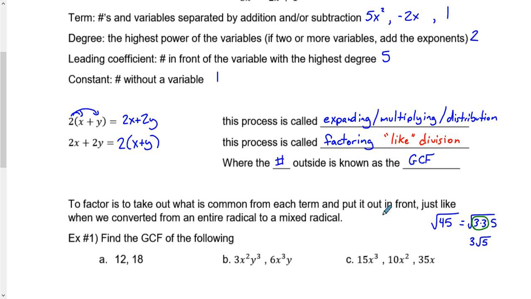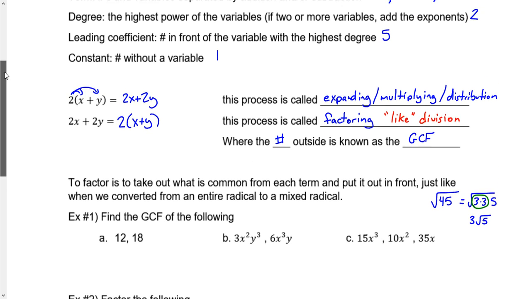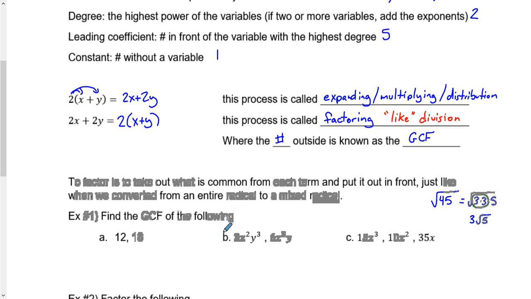Now we're going to do the exact same type of thing. Our first example is we're going to find the greatest common factor for 12 and 18. Of course, we know how to do it. 12 is 2 times 2 times 3. 18 is 2 times 3 times 3. So we look for what is common. Well, it's a 2 and a 3.